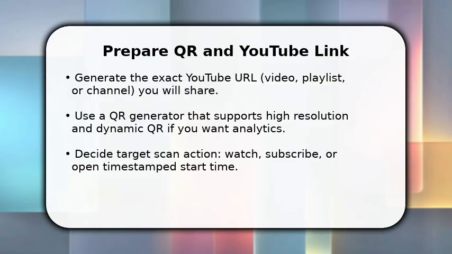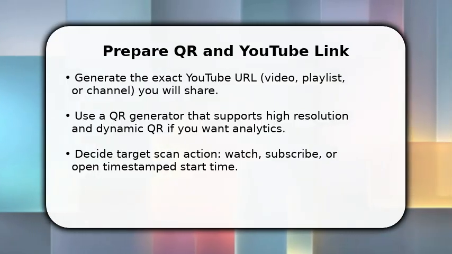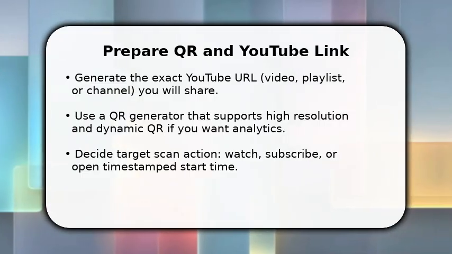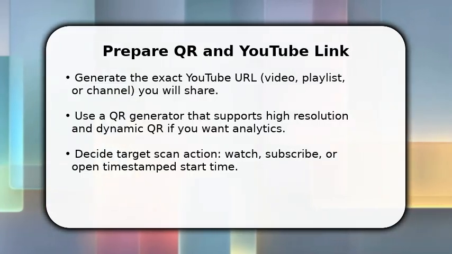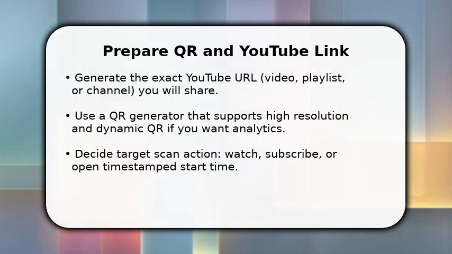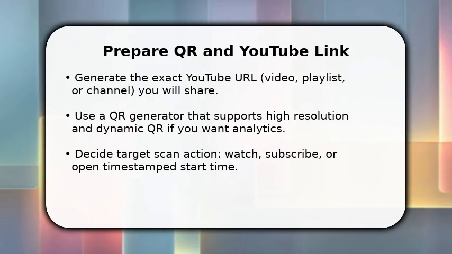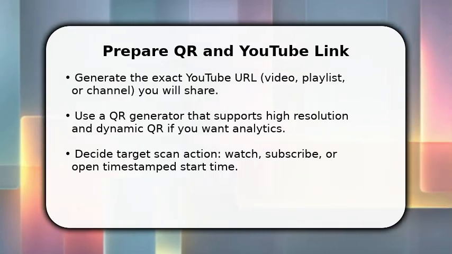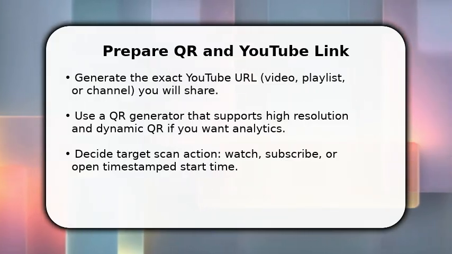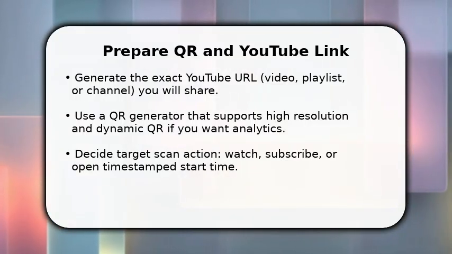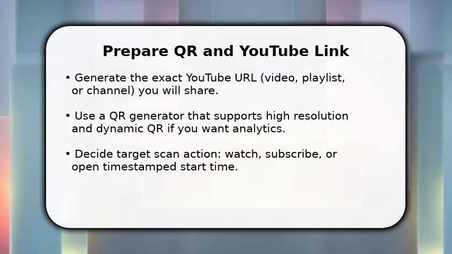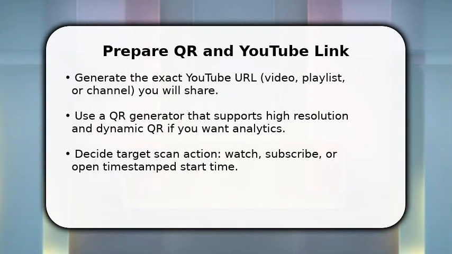You start by locking in the precise YouTube link you want to share: video, playlist, channel, or a timestamp start. Once done, pick a QR generator that outputs PNG or SVG at high resolution and supports dynamic QR if you want traceable scans. Make sure the link uses HTTPS and test it in a browser. Now choose the scan action: direct play, subscribe prompt, or a timestamp. Preparing these details up front prevents rework later and keeps scans reliable.